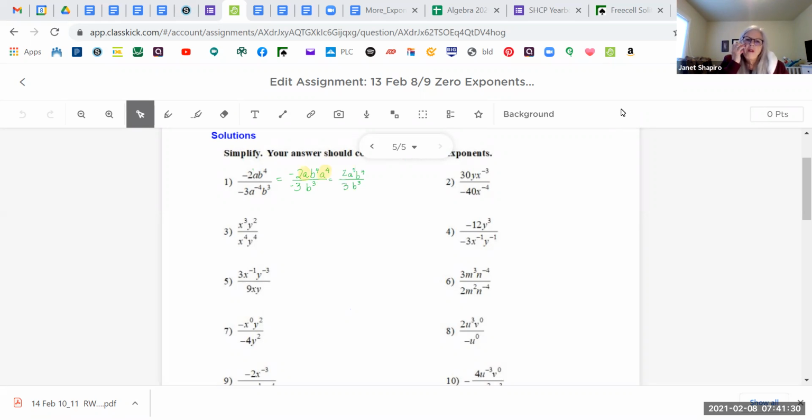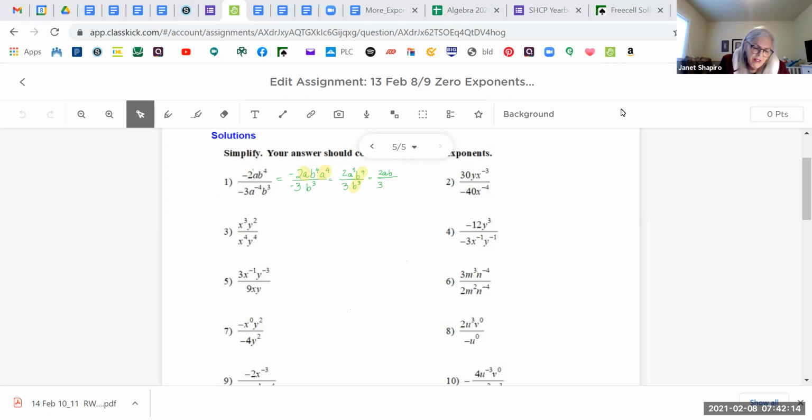Right. The next step would be then to do the division of variables. So that means I have 2 over 3. For the a's, they're all in the numerator, so they stay there. And the b's, I have b to the 4th divided by b to the 3rd. Okay. So that would be b to the 4 minus 3, which would be b to the 1st. So it would stay in the numerator because it has a positive exponent. All right, that's one way of doing it.